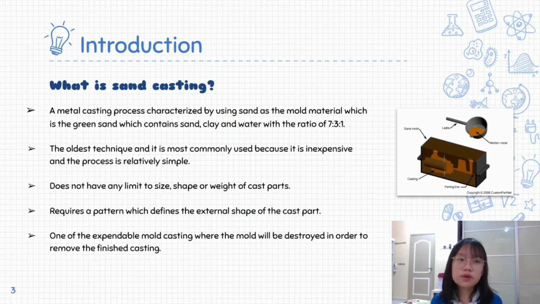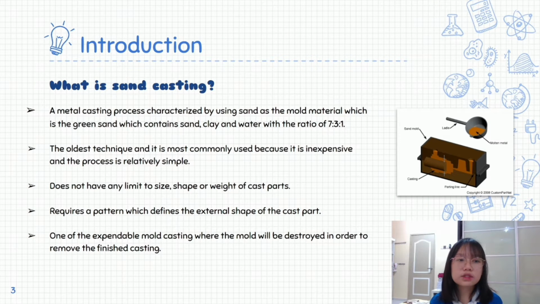For this project, we use green sand, which contains sand, clay and water with the ratio of 7:3:1, as the mold material. Sand casting is the oldest technique and it is most commonly used because it is inexpensive and the process is relatively simple.